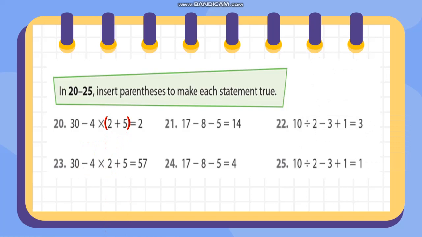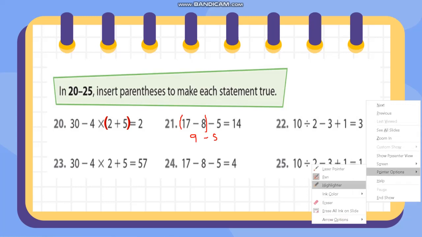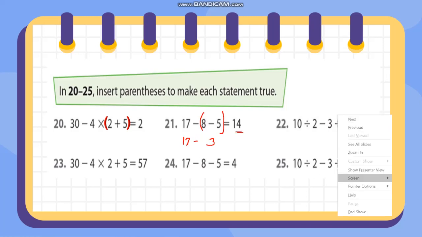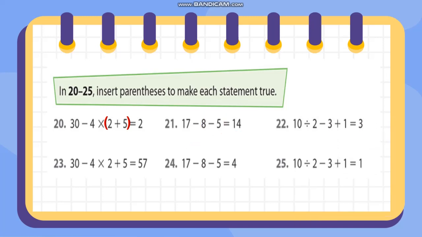Next, question number 21. If I put the parentheses here, is the answer equivalent to 14? Let's find out. 17 minus 8 is equivalent to 9, and 9 minus 5 is equivalent to 4. So the answer is 4, not 14. So it means the parentheses are incorrect. What if I put the parentheses here? So 8 minus 5 is 3. Then 7 minus 3 is equivalent to 14, which is correct. So the final answer where you can put the parentheses is this one.